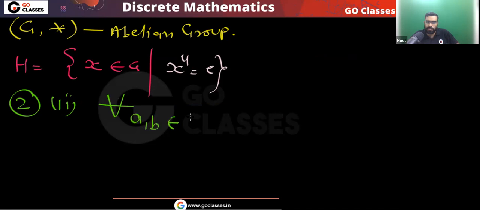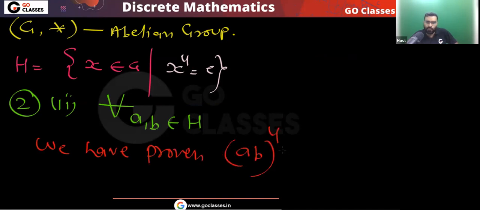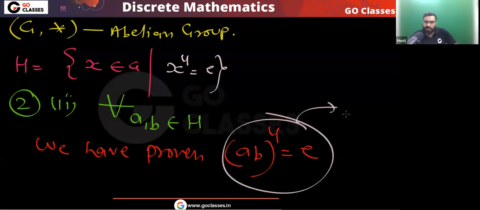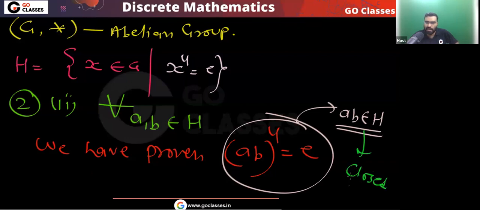For all A, B belonging to H, we have proven that AB power 4 is equal to the identity element. And that automatically means AB belongs to H. So we have proven that closure property is satisfied. H is closed. So simple. So this is your answer. So closure property is also satisfied.